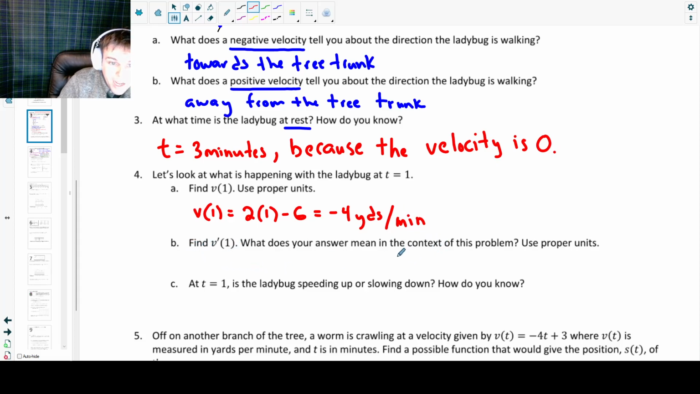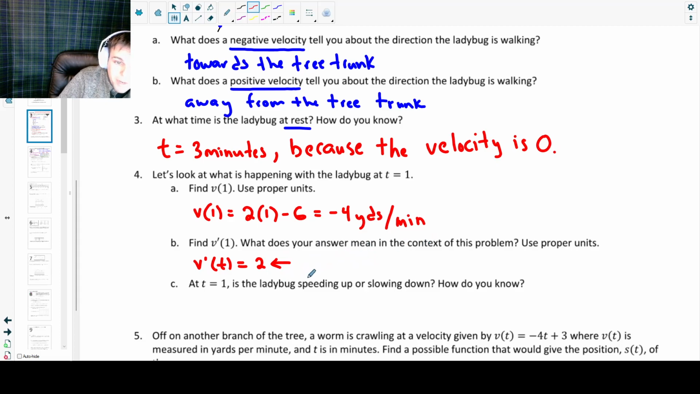Find v prime of 1. Okay. So we're going to be figuring out the derivative of our v function here. The derivative of v is equal to 2, because this is 2t. When we take the derivative of a linear term like that, we just get the constant that's in front of it. And then the derivative of this term, 6, is just going to be 0. That's kind of interesting. The derivative of our velocity function is a constant like that.